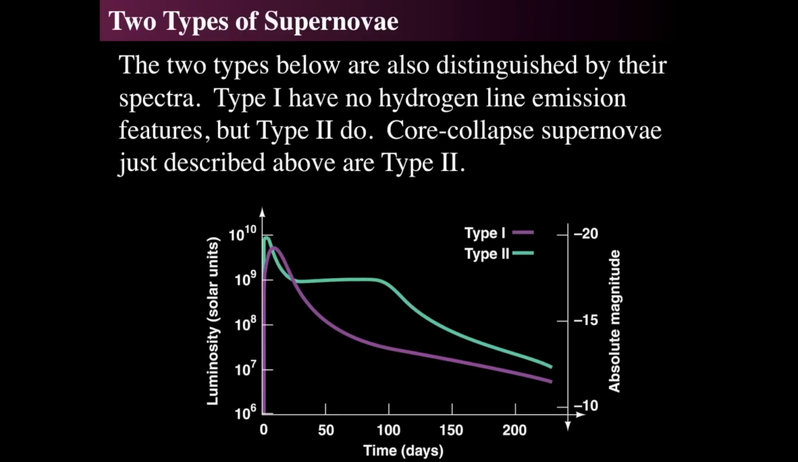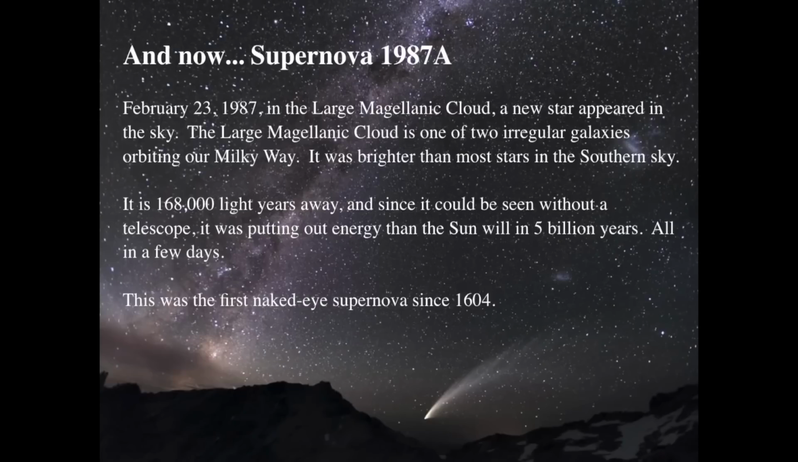So Type II supernovae have hydrogen emission lines, but strangely enough, Type Is don't. So core collapse supernovae are the Type IIs. They do have significant hydrogen lines, but Type Is don't, which is really interesting. So let's look at one in particular.